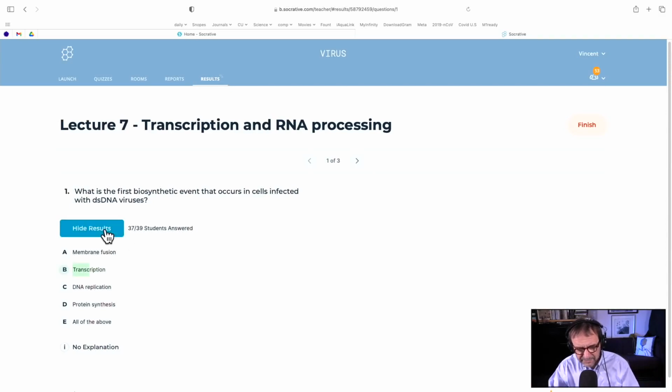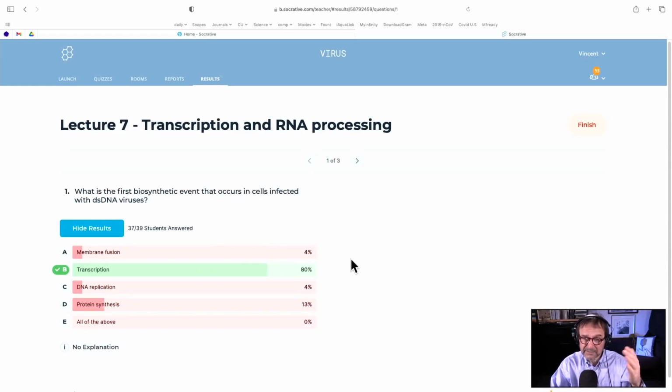What do we have here? So 80% of you got transcription, which is the first biosynthetic event as I've defined it. Now you may say, oh, but isn't repair biosynthetic? Yeah, but I don't want you to think of it that way. The goal of that is to get mRNA synthesis. That's the first biosynthetic event that has to happen to start the infectious cycle.